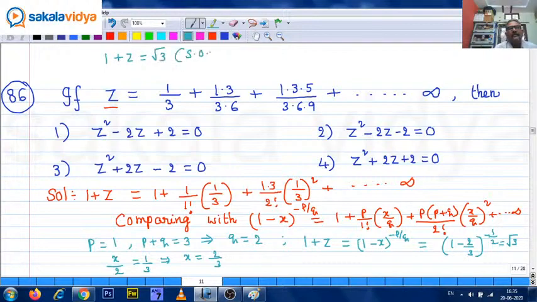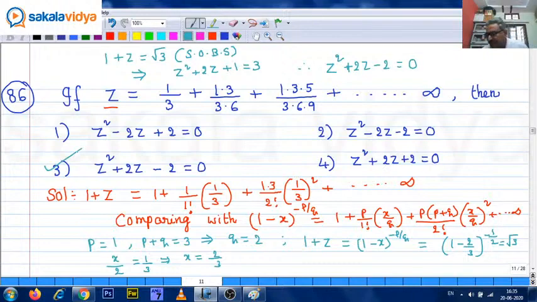Squaring on both sides, we get 1 plus z whole square, z square plus 2z plus 1 equals 3. Therefore this can be further simplified: z square plus 2z minus 2 equals 0. That means the third option is the right option.